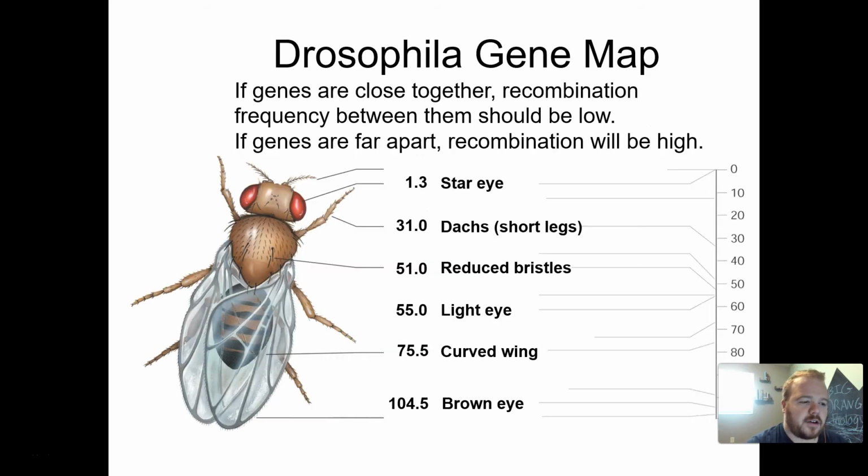An example of this is the Drosophila gene map. These distances are relative, based on how frequently crossing over occurs.